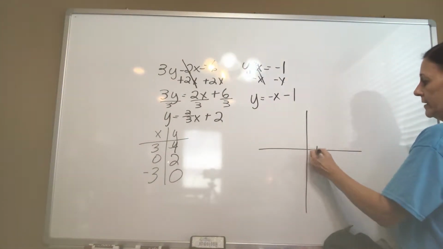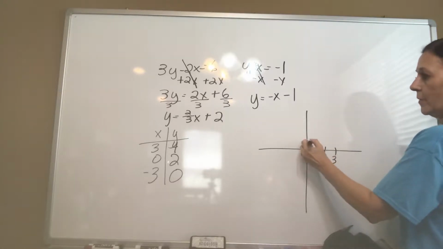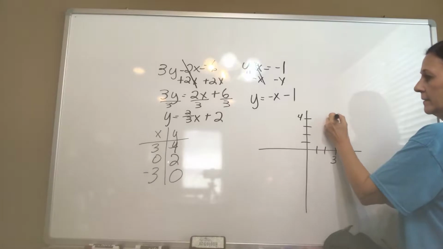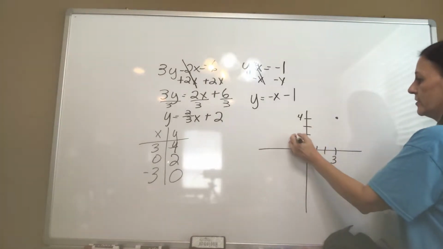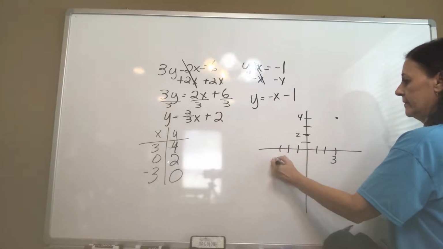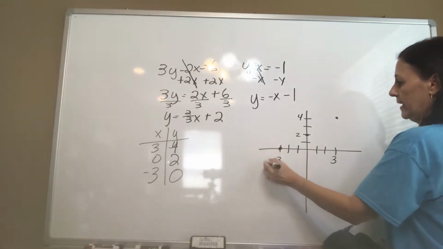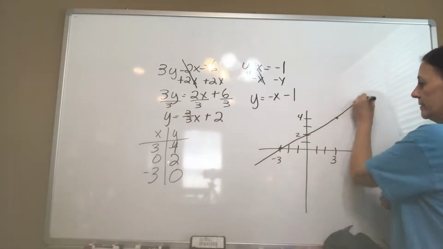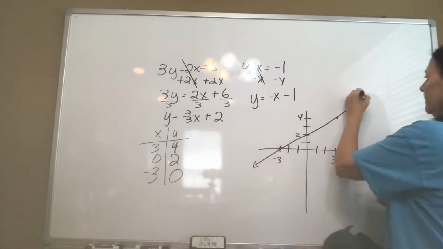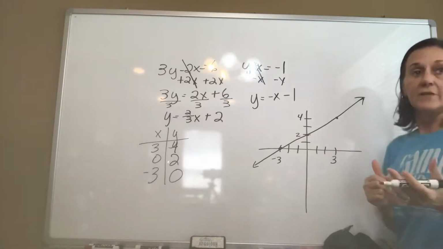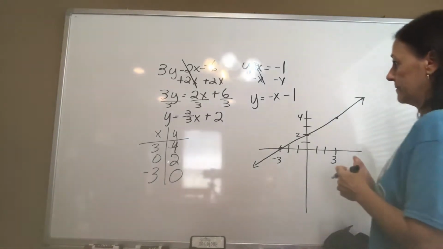Remembering to label part of your graph, 1, 2, 3, 4. And I have 0, 2. And then I have negative 3, 0. Expecting a positive slope, which is what I end up with. So that's the first equation. We're going to graph both of these on the same coordinate system.